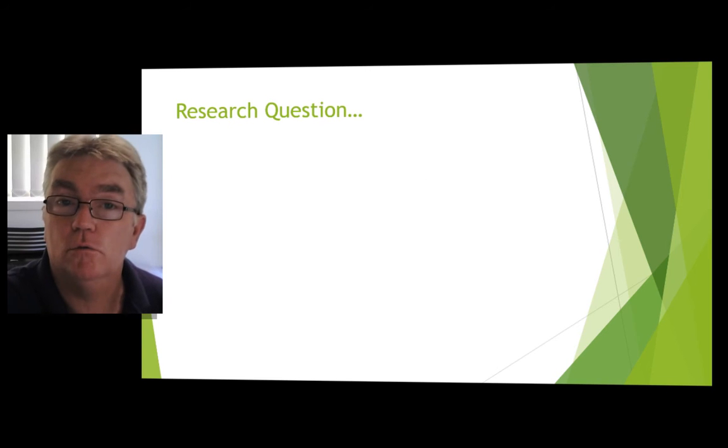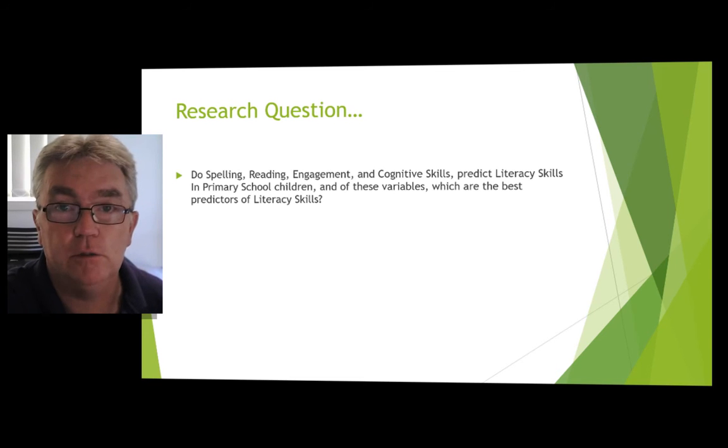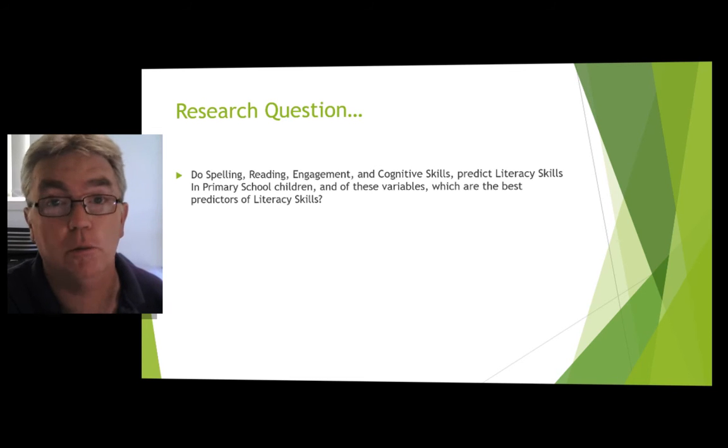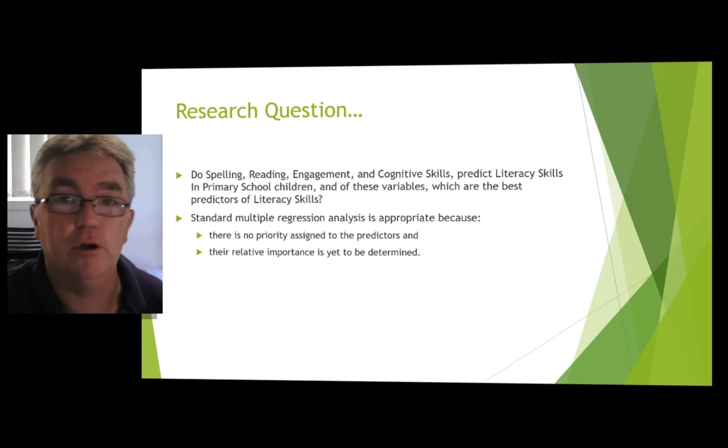Okay, so every analysis has to be driven by a research question or by hypotheses. So in this case, we're looking at, do spelling, reading, engagement, and cognitive skills predict literacy skills in primary school children? And of these variables, which are the best predictors of literacy skills? So this is just an analysis we did first in the workshop, then in the tutes. Now it's just a standard multiple regression because there's no priority given to those variables, and we don't know which is the most important. It's one of the things we're going to find out by having a look at the data.